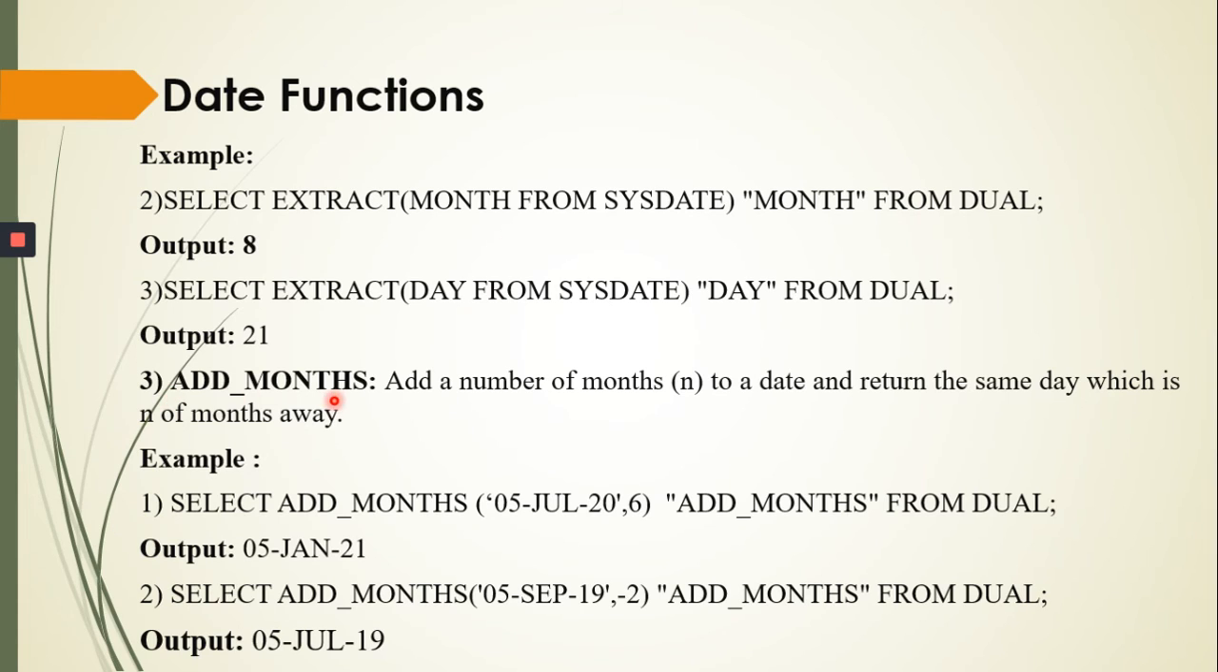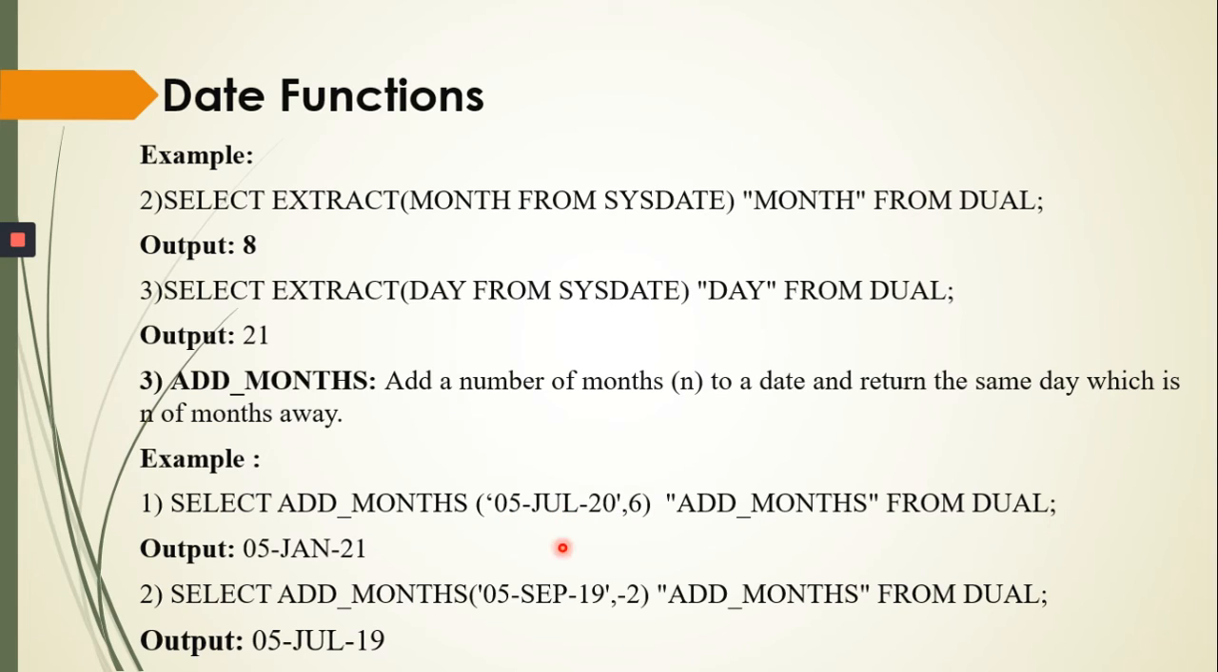Okay, now add months, as the name suggests, adds a number of months to a date and returns the same day which is n months away. See the example. Select add months. Add months is our function. Now here we have to provide one date, and the format is date, month and year. So I will provide 5th July 2020, comma, we have to provide one number. We are writing 6, so it will add 6 months to 5th July.